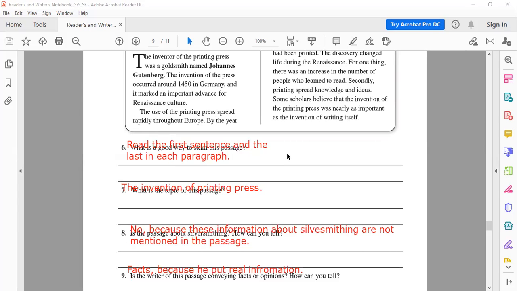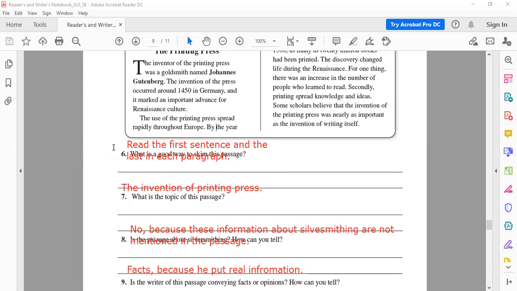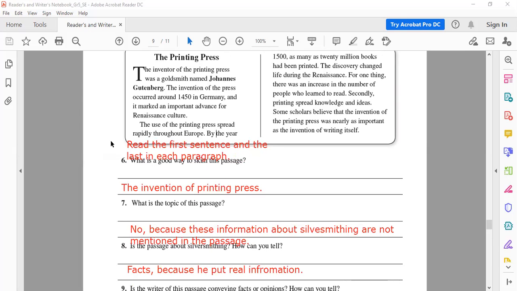Because he is saying for us to use this for marked and important advance. To know the main idea, we will read the whole passage. The inventor of the printing press was a goldsmith named Johannes Gutenberg.